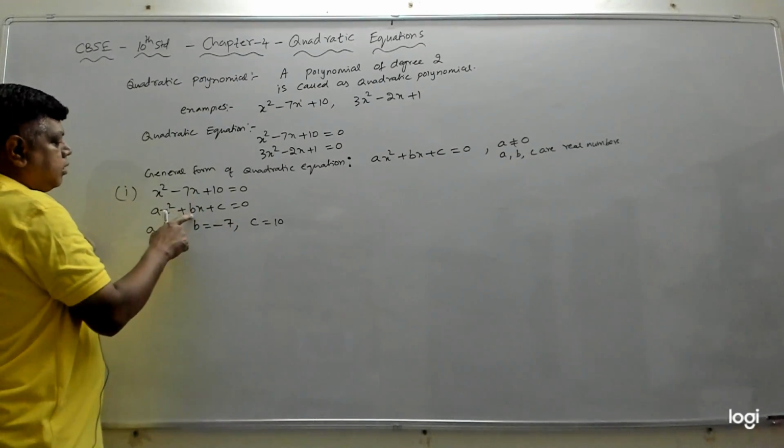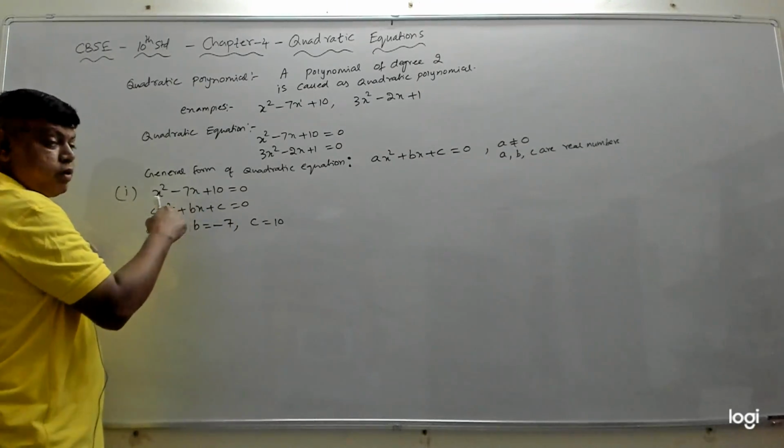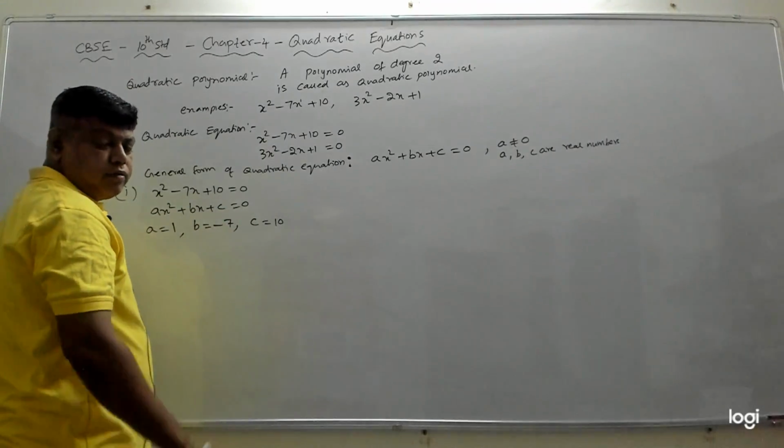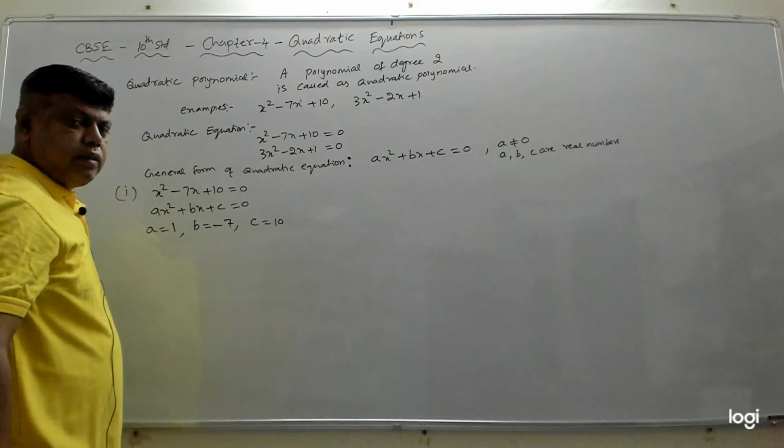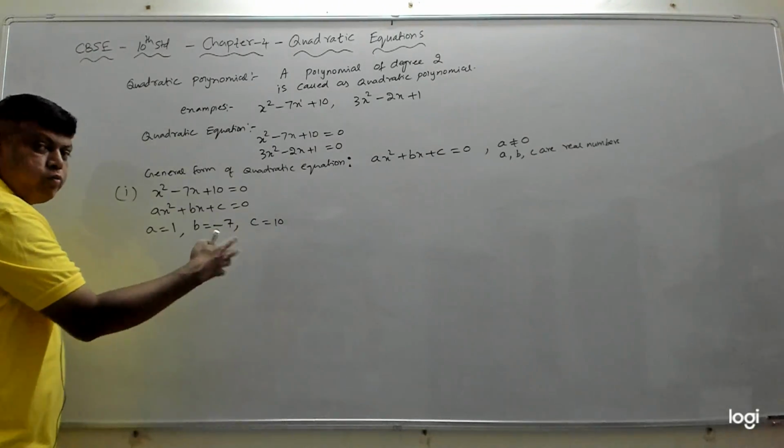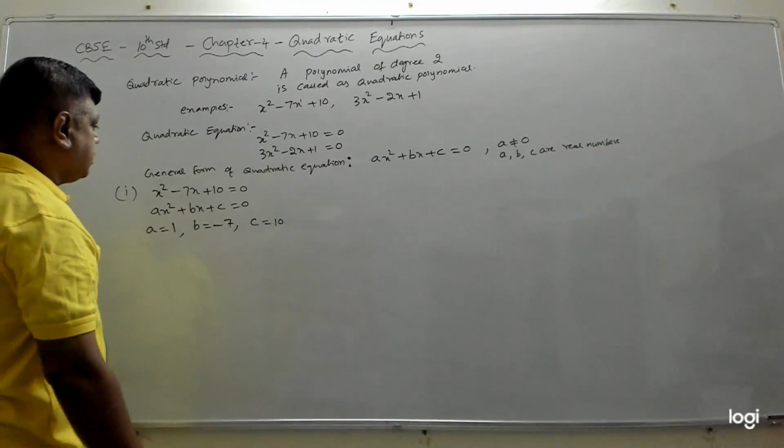Compare, A is 1. Don't say B is 7. B is minus 7. You have to always take it with the sign. I've seen many students making this mistake. They'll just take B equal to 7. Then we will not get the answer when we try to solve the problems. Right? So C is 10.